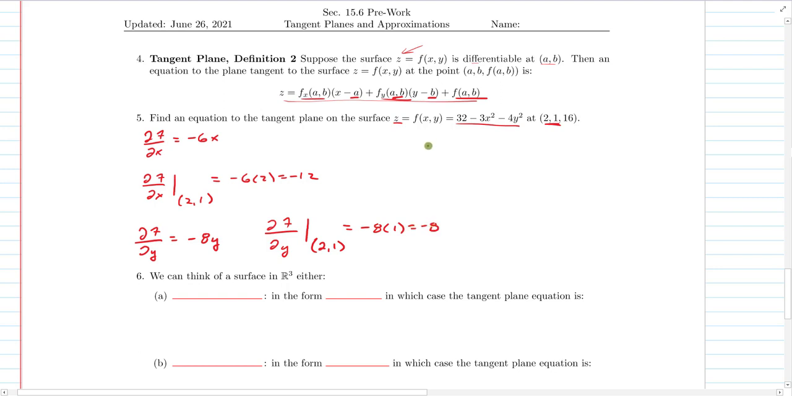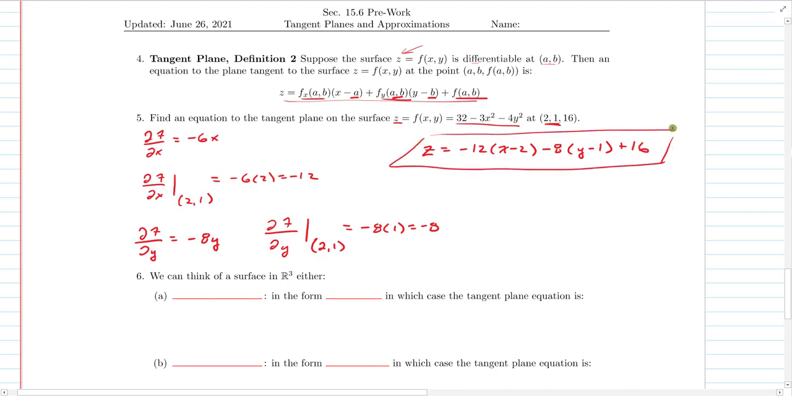Now that we've got that, we just finish this out. So we say that our equation of the tangent plane is z is equal to negative 12 times (x minus 2), minus 8 times (y minus 1), plus 16. And there we've got the equation of the tangent plane. Very straightforward as long as this is already explicitly solved for the variable z.